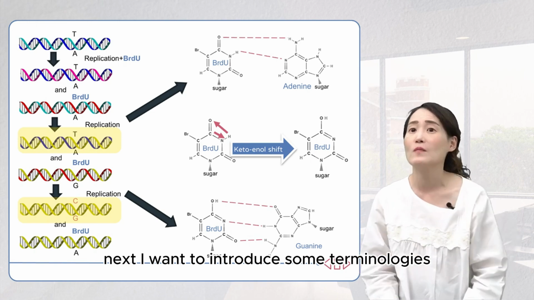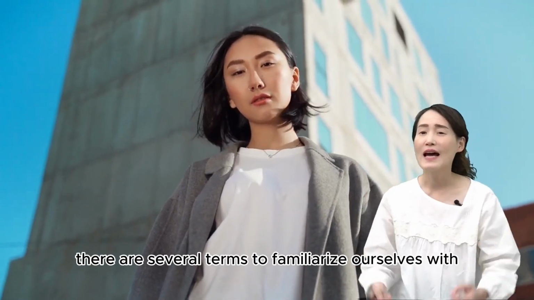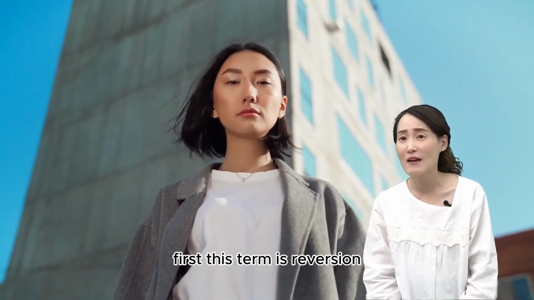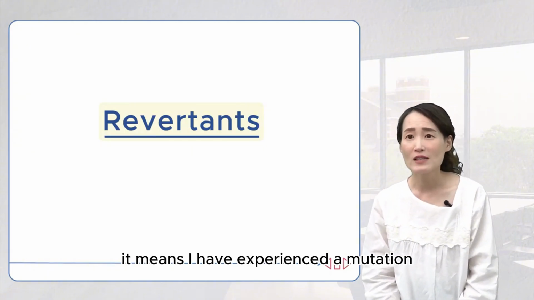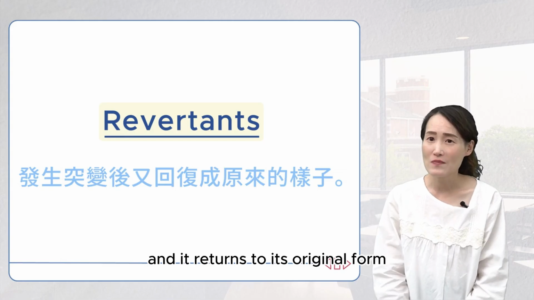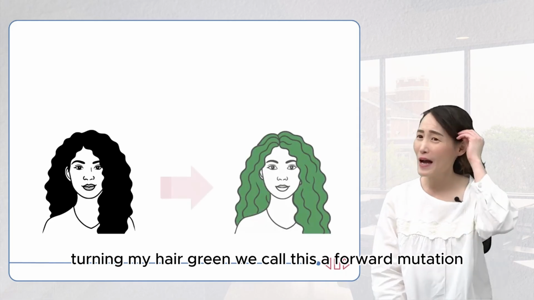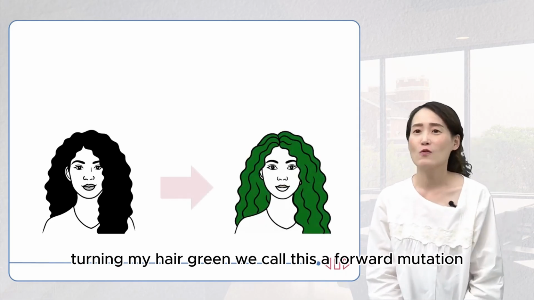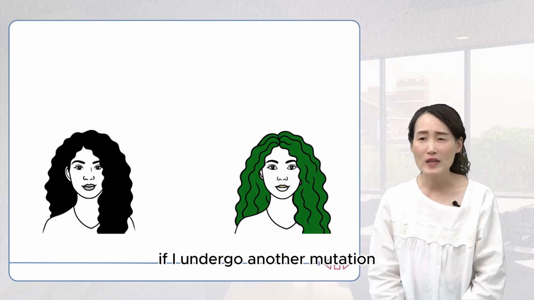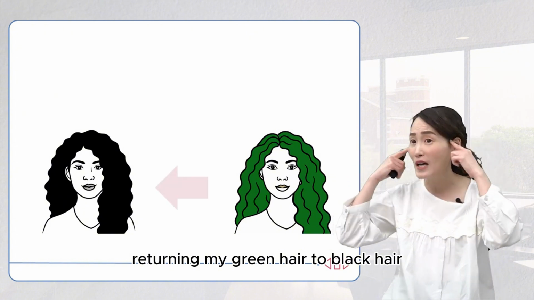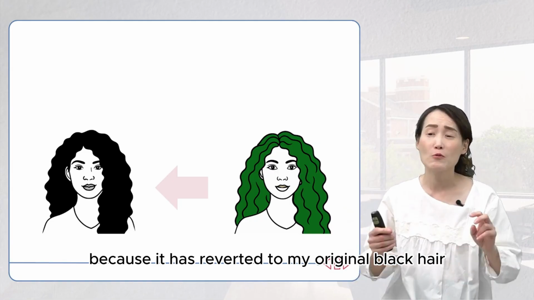Next, I want to introduce some terminologies. When these mutations may change our phenotypes, there are several terms to familiarize ourselves with. First, this term is revertance. What are revertants? It means I have experienced a mutation and it returns to its original form. I give an example. If my hair was originally black and I mutated, turning my hair green, we call this a forward mutation. Forward indicates moving forward. If I undergo another mutation, returning my green hair to black hair, this second mutation is called revertance, because it has reverted to my original black hair.